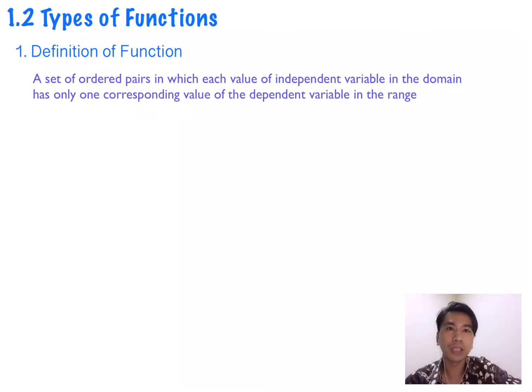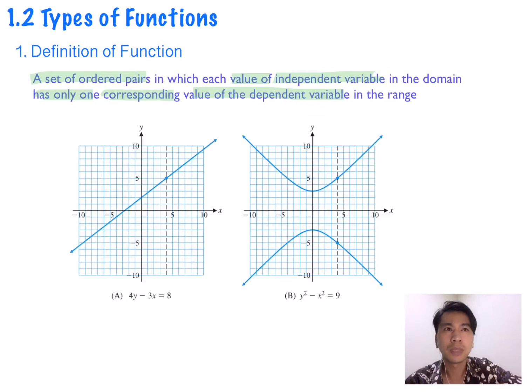To help us memorize this better, I'm going to highlight the keywords. A set of ordered pairs, it could be x comma y, abscissa or ordinate, in which each value of the independent variable has only one corresponding value of the dependent variable. That's it. And to help us get more understanding, I'm going to provide us the graph.